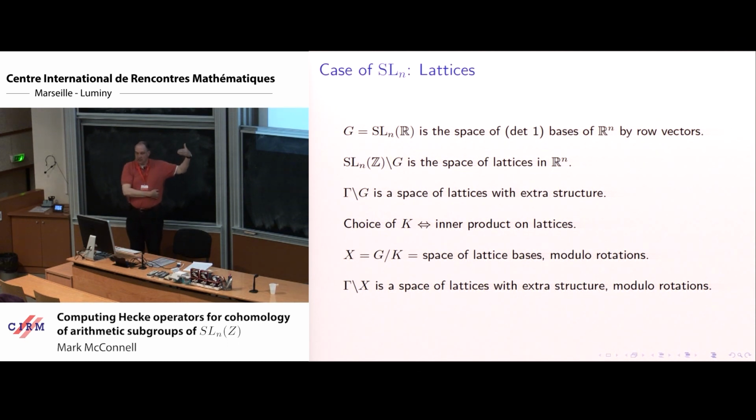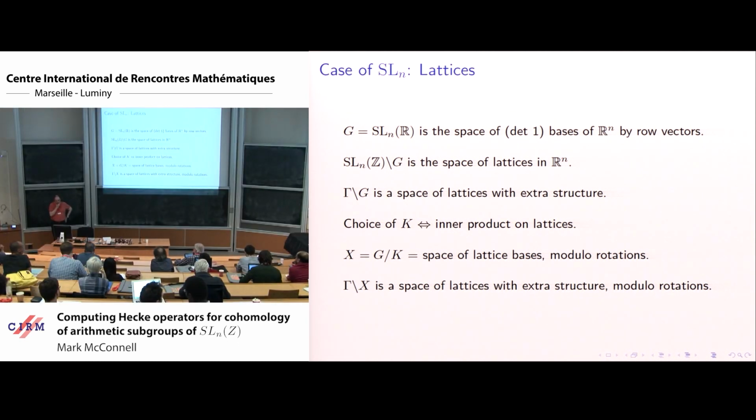When SL_n(Z) acts on the left, it forms a linear combination of those rows. Given a basis, the basis spans a lattice. SL_n(Z) acting on the left is going to form new bases, but of the same lattice. In this sense, we can say that G mod SL_n(Z) is the space of lattices in R^n, determinant 1. Take a congruence subgroup gamma, you could interpret that as a space of lattices with extra structure, like level n structure. I won't go into that.